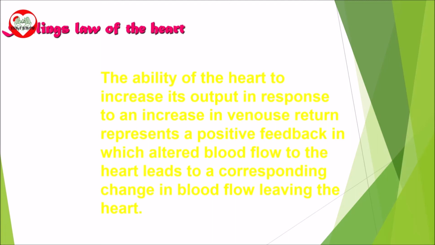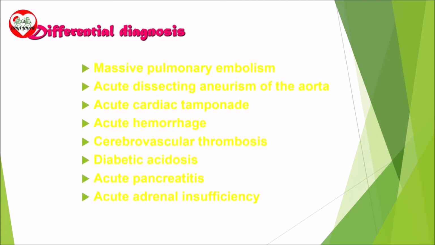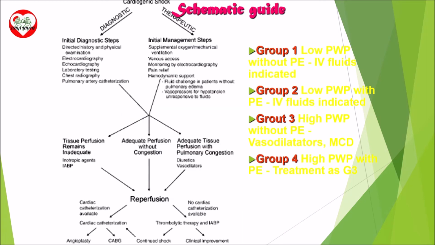Differential diagnosis of cardiogenic shock includes massive pulmonary embolism, acute dissecting aneurysm of the aorta, acute cardiac tamponade, acute hemorrhage, cerebrovascular thrombosis, diabetic acidosis, acute pancreatitis, and acute adrenal insufficiency. This is the schematic guide for diagnostic and therapeutic purposes.